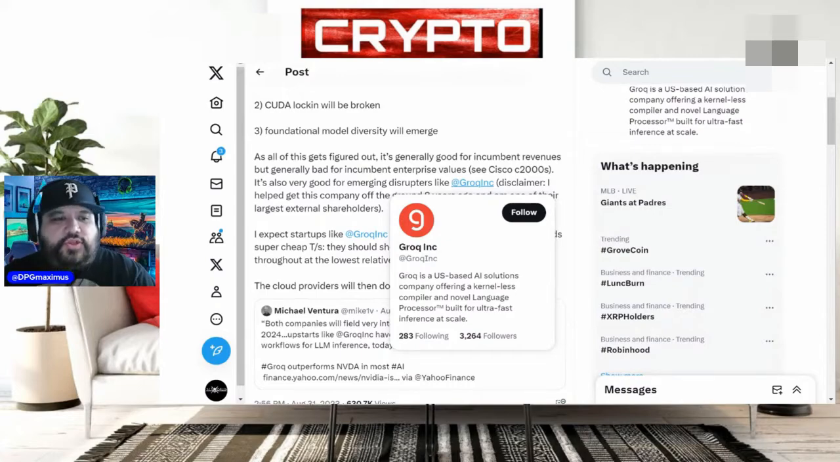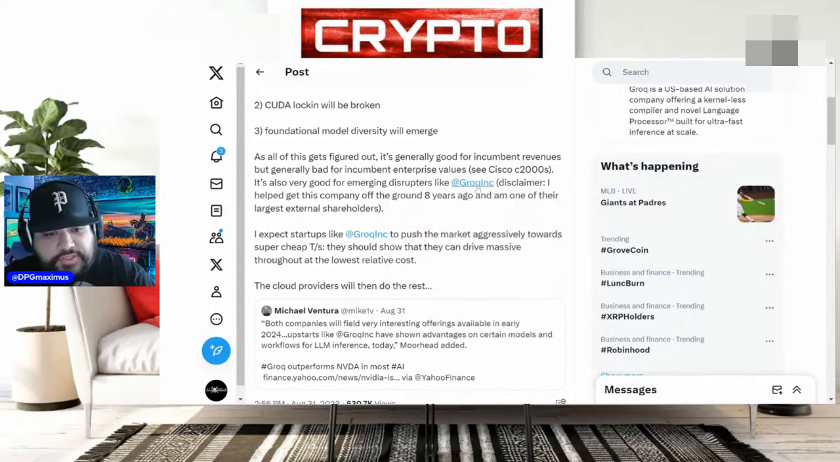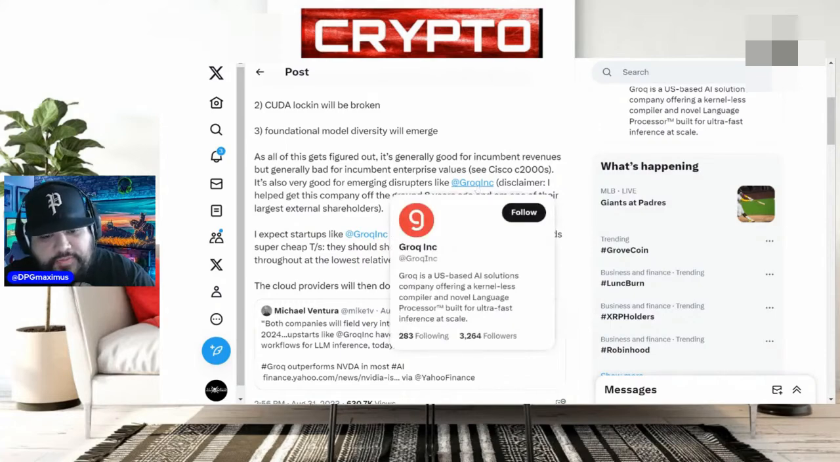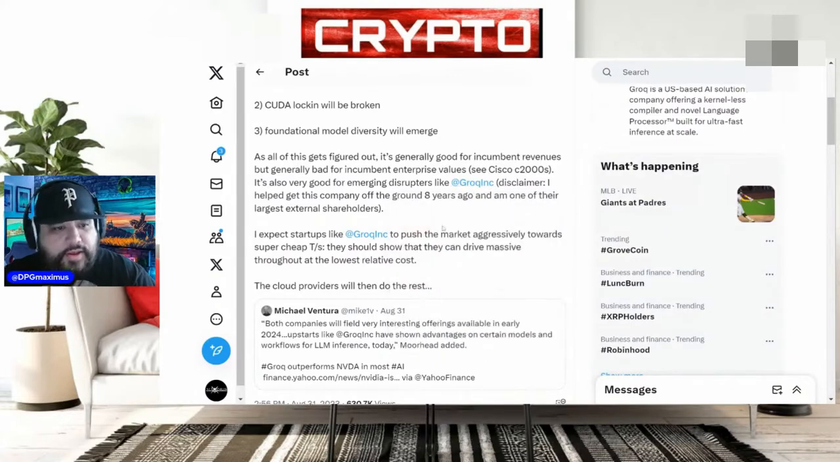If I know anything about some of this stuff, which I do, if I don't know all of it, I know this much. To make a statement about something being kernel-less in an environment that's all about kernels, okay, if you know some of this terminology, that is a game changer. He helped, of course, this company get off the ground 8 years ago. He's also one of their largest external shareholders.